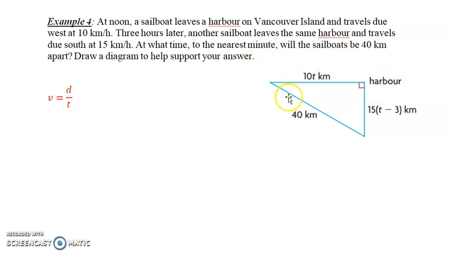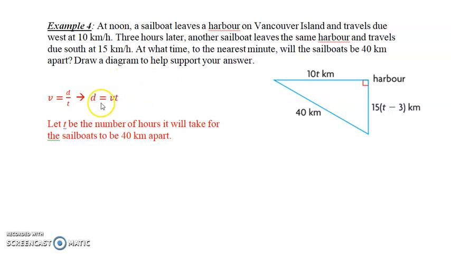We want to get everything in terms of D because we were told the distance between these two is 40 kilometers. So, due west at 10 kilometers per hour. If we rearrange this formula, as you've done in the past, distance is equal to velocity multiplied by time, since we multiply both sides by T. So the velocity is 10 kilometers per hour multiplied by the time, and we'll let T be the number of hours it will take for the sailboats to be 40 kilometers apart.